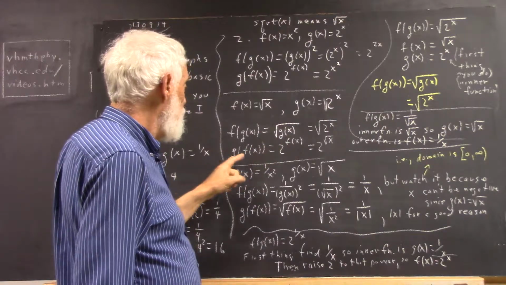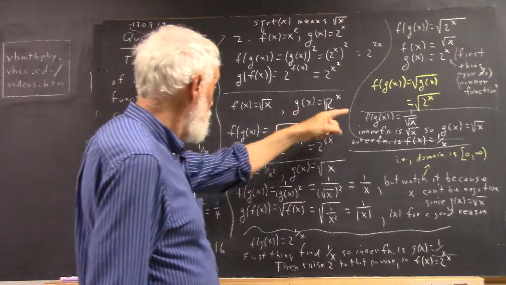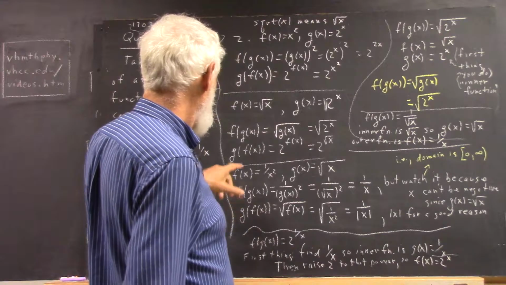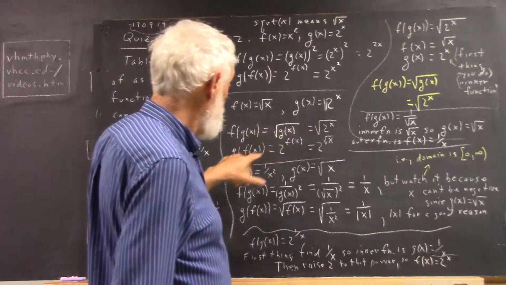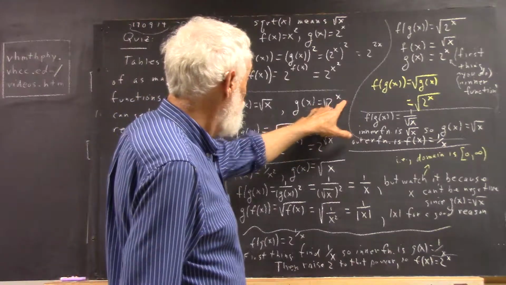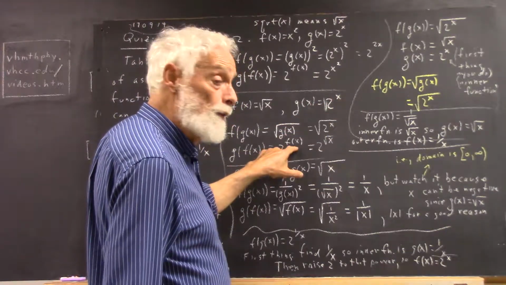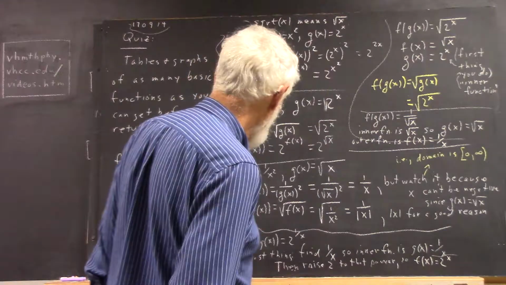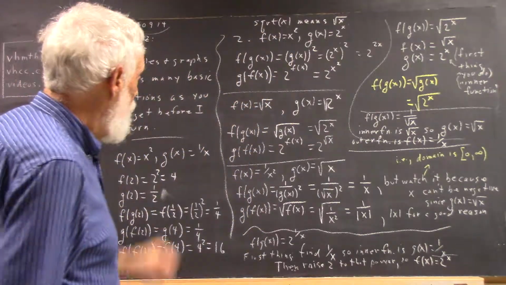And here, g of f of x, here's our g of x function. It looks like x has been replaced by f of x. So we replace this x by f of x to get 2 to the f of x. Now that's equal to something else. Again, don't worry about that yet.